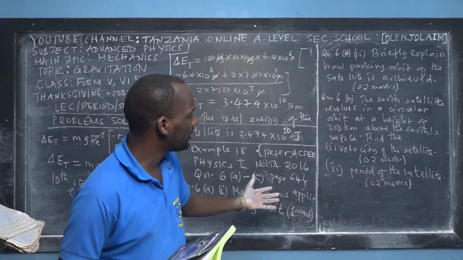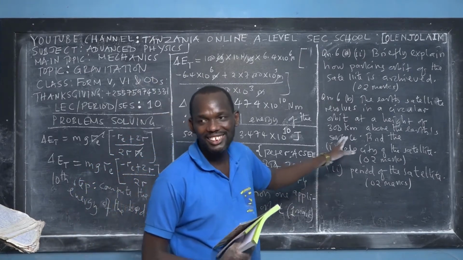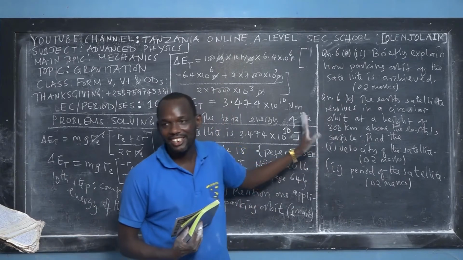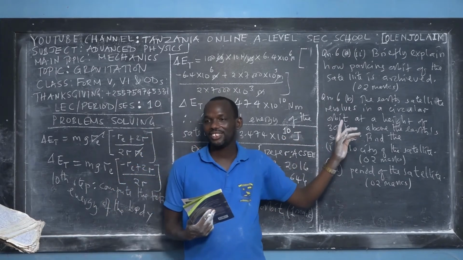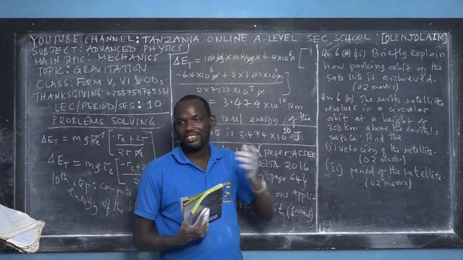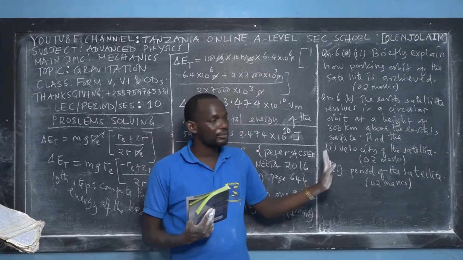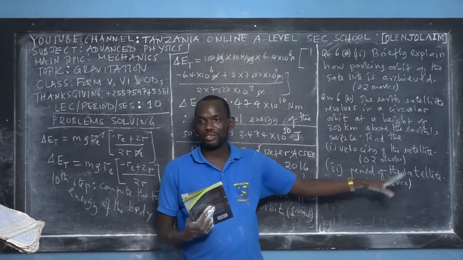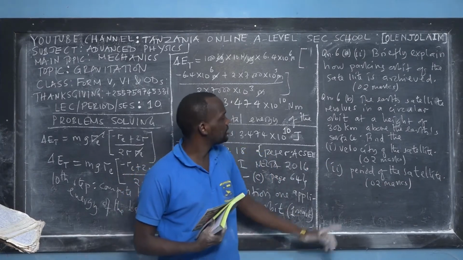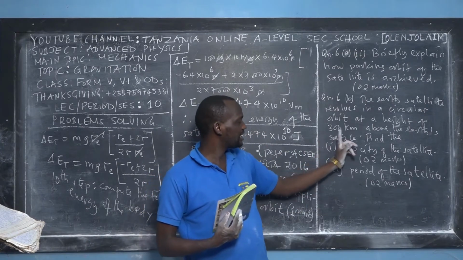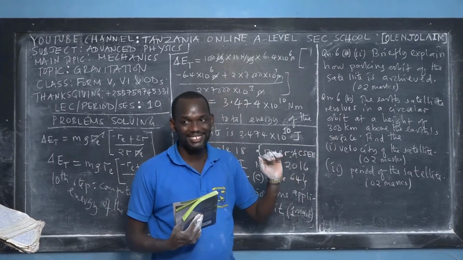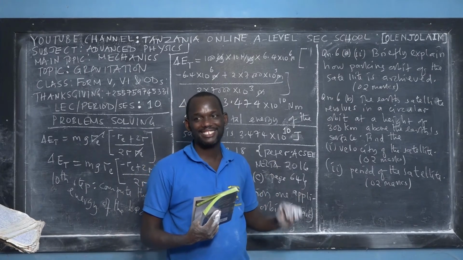So the orbital velocity, do you remember this formula? Orbital velocity is equal to what? The square root of G times the mass of the Earth, over the radius of the Earth plus H. So the issue is this 300 kilometers, is it above the Earth's surface or from the Earth's center?